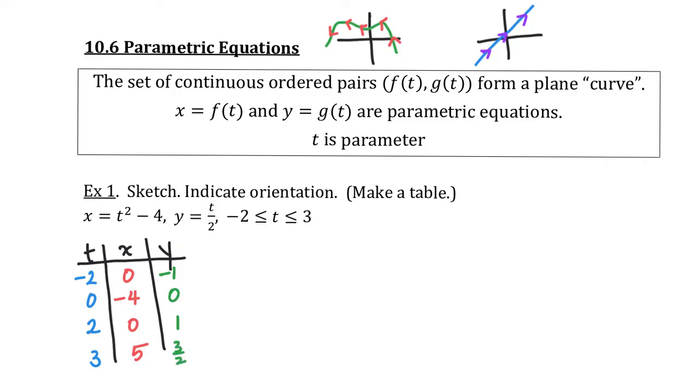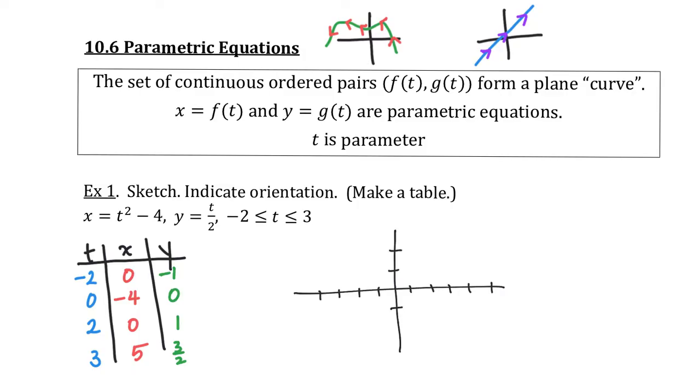Okay, now I'm going to go ahead and graph this. Now when I graph it, I'm still using the xy plane. So when I scale it, I'm going to think about my x values and my y values. Okay, what does this go to? X's go from -4 to 5. And my y values only go up to 1.5.